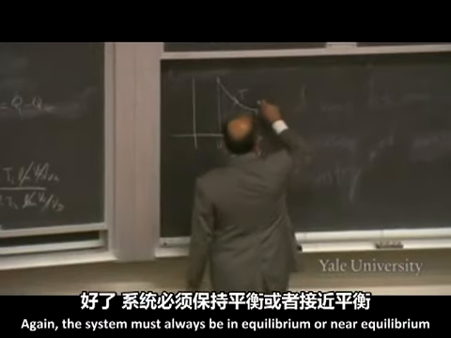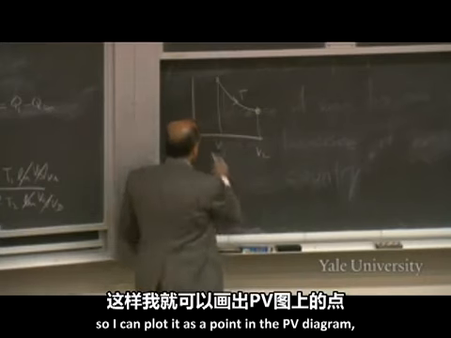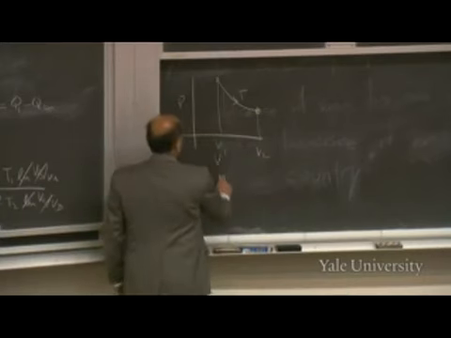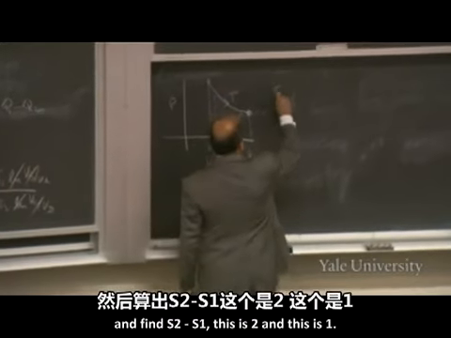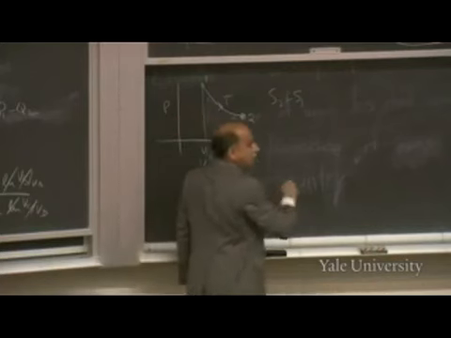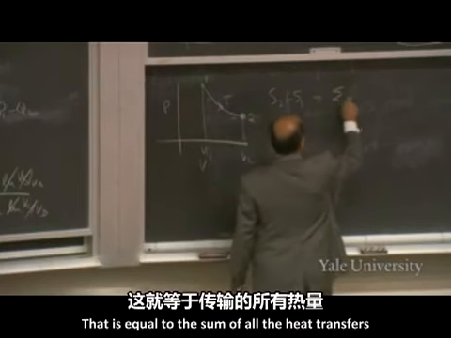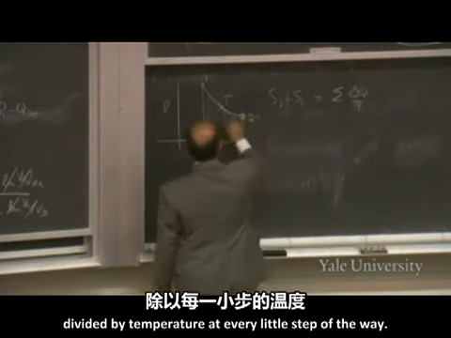Again, the system must always be in equilibrium or near equilibrium, so I can plot it as a point in the PV diagram. So I slowly take grain after grain, do the whole thing I told you, and find S2 minus S1. This is 2, and this is 1. That is equal to the sum of all the heat transfers divided by temperature at every little step of the way.